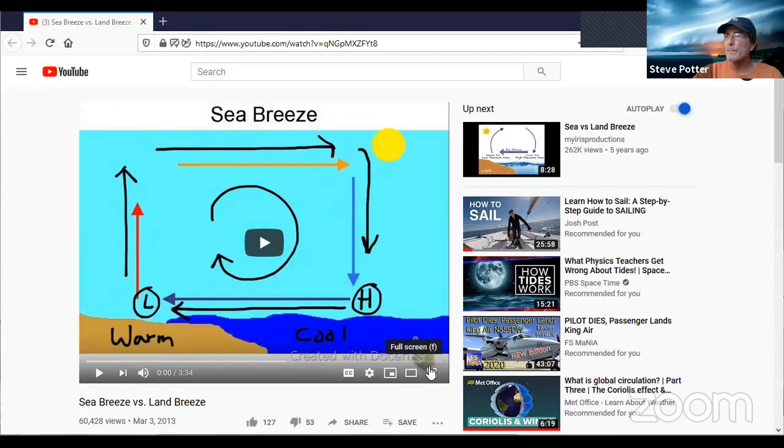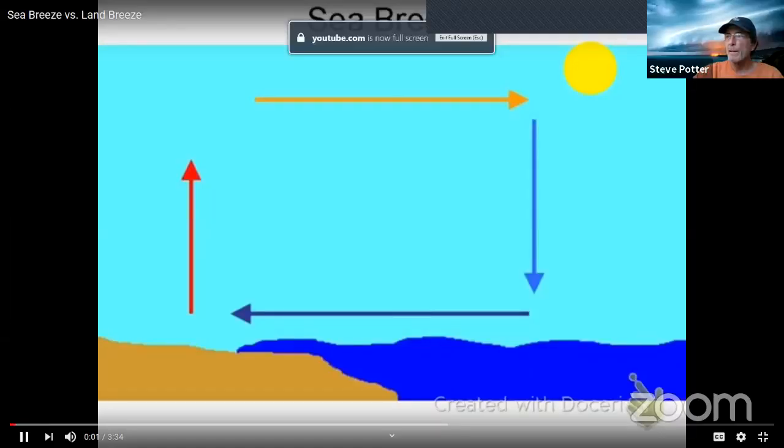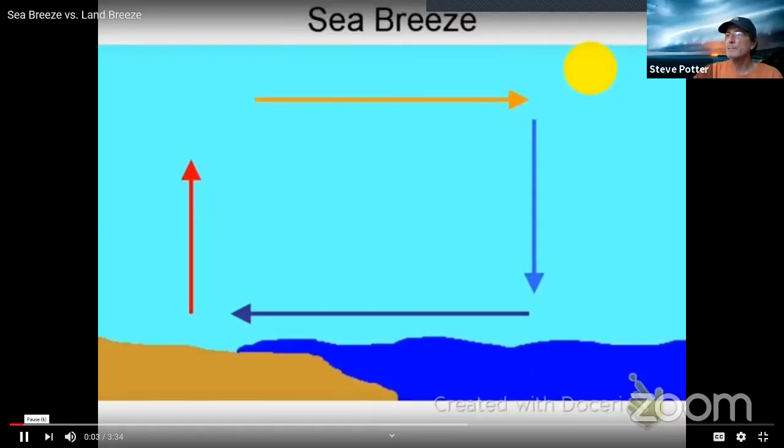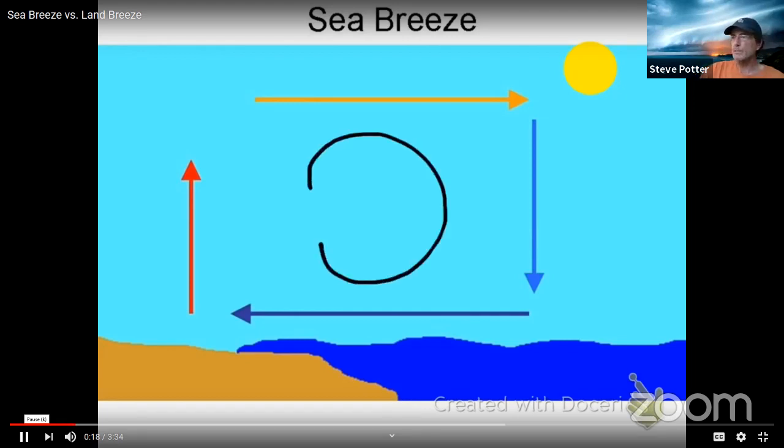Go to full screen. Okay, today we're going to describe the motion of sea breeze versus land breeze. We're going to start with the sea breeze. You can see in our diagram here, we've got a daytime scenario, and we're going to describe why the air in this particular location is moving in this particular direction.